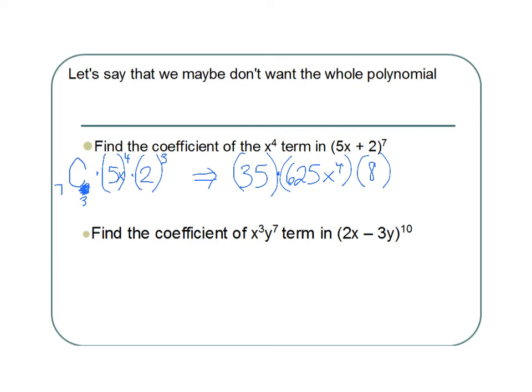Now notice that it does say that it only wants the coefficient, so I really don't have to have this x to the 4th in the problem. I'm just going to take my 35 times 625 times 8. So in my calculator, 35 times 625 times 8. And so the coefficient on the x to the 4th term is going to end up being 175,000. That's my answer. That's all I got to do.